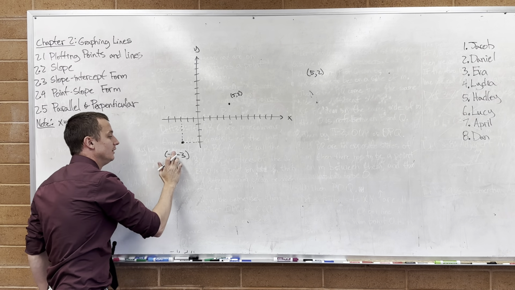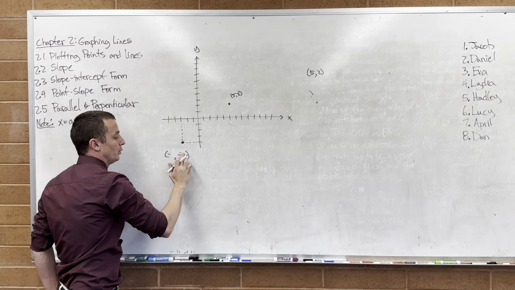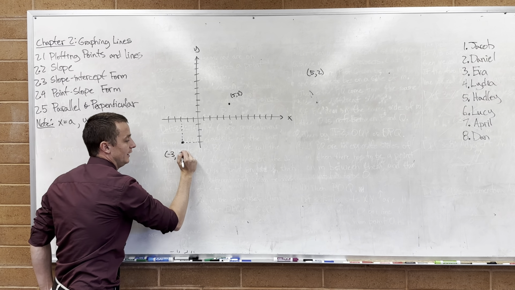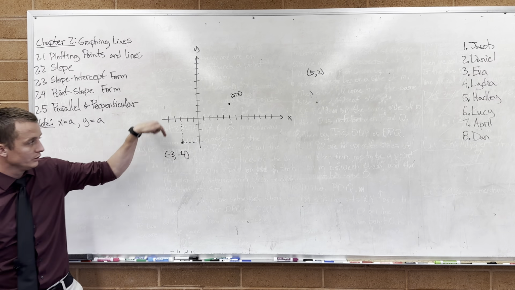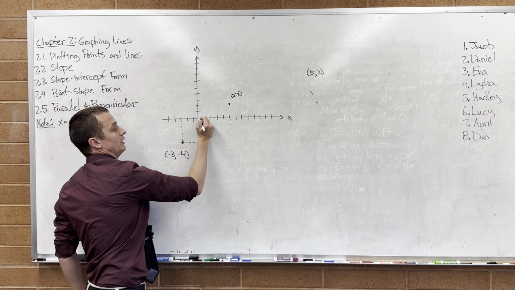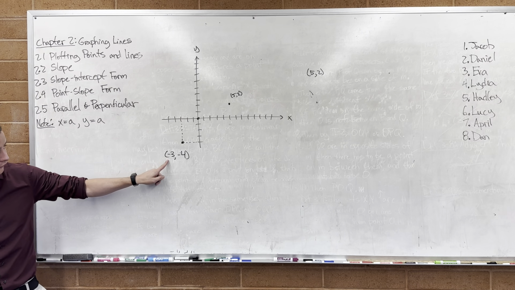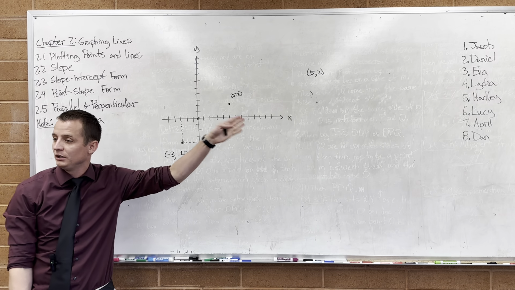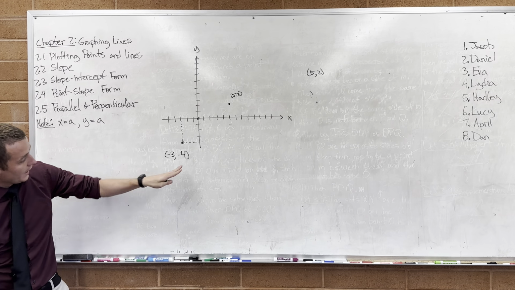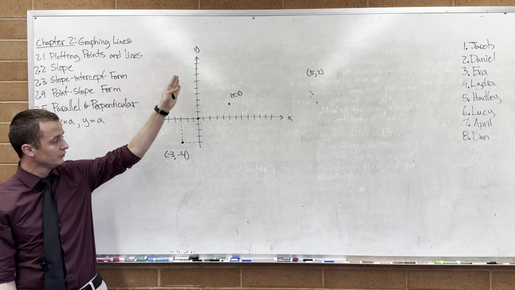No. -3, -4. Good. Paying attention. -3, -4. It's 3 units to the left, 4 units down. So you always start right here. Your x-coordinate, or your first coordinate, tells you how many units to move to the right or the left. Positive means to the right, negative means to the left. And your second number tells you how far to move up or down. Positive means move up, negative moves down.